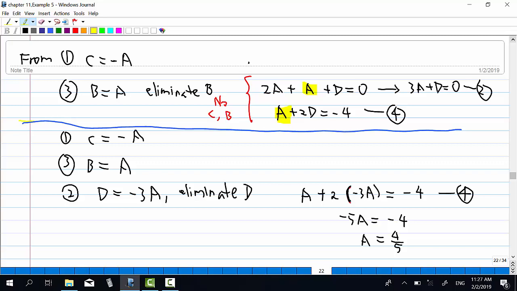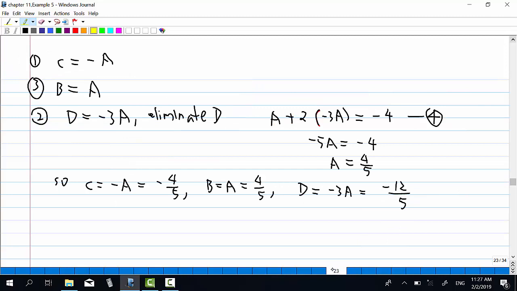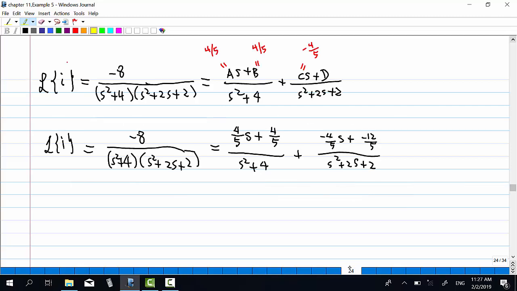Once you get A equal to 4 over 5, then my C and B and D will come out already, because C equals minus A, B equals A, D equals minus 3A. So C equals minus A equals minus 4 over 5, B equals A equals 4 over 5, D equals minus 3A becomes minus 12 over 5. So we go back to the partial fraction. A is 4 over 5, B is 4 over 5, C is minus 4 over 5, and D is equal to minus 12 over 5.